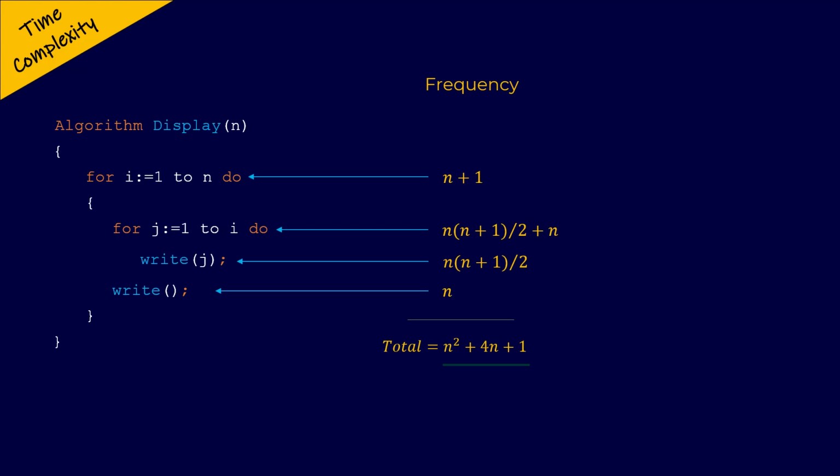And the number of operations needed to execute an algorithm is represented as a runtime function f of n. So the runtime function f of n of this algorithm is n square plus 4n plus 1, which is a quadratic polynomial since the degree of the leading term of this polynomial is n power 2. Therefore, we say that this runtime function or the time complexity of this algorithm is quadratic.